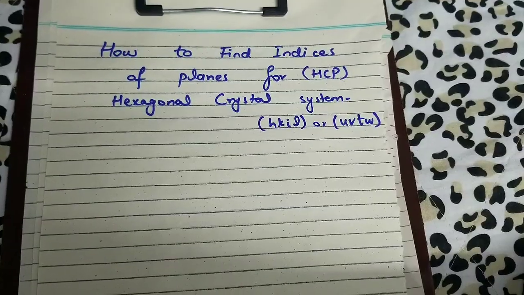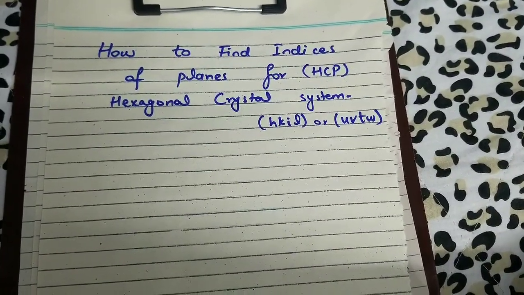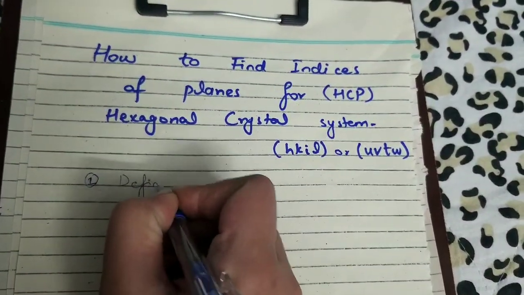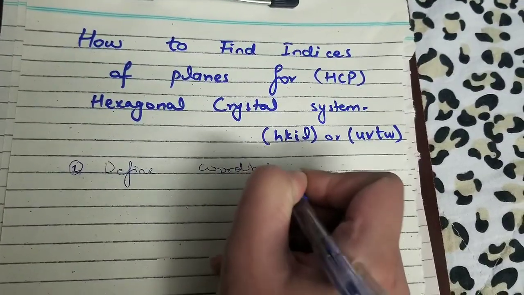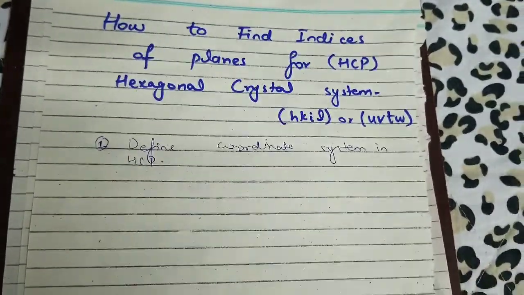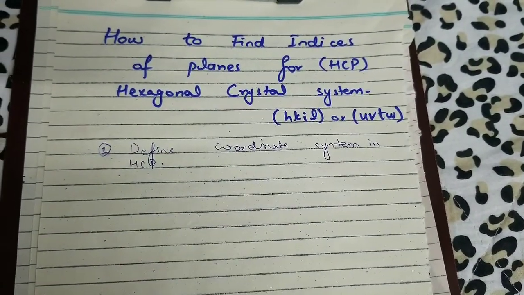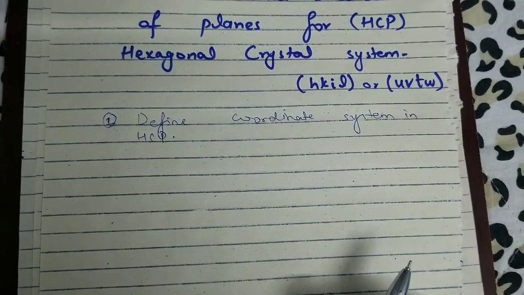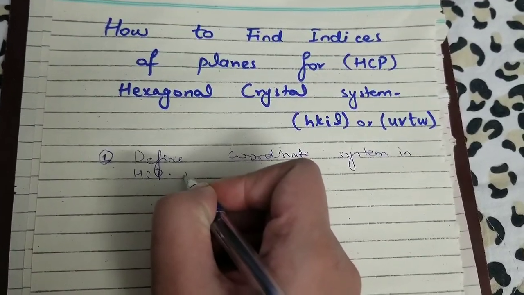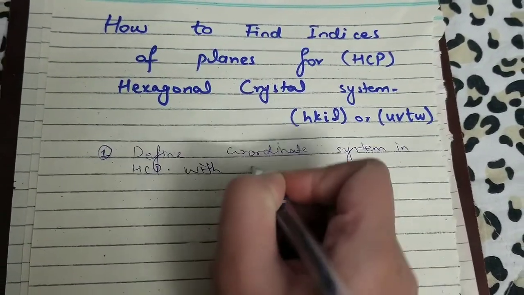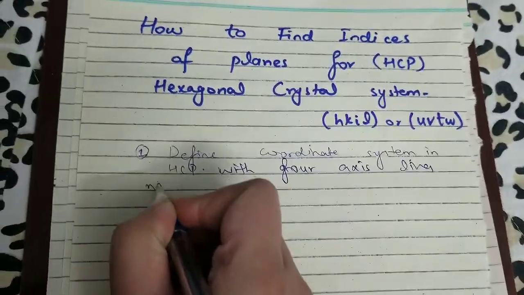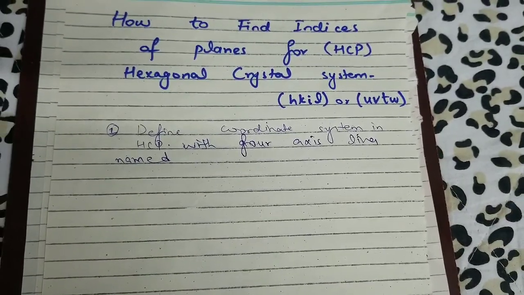It's advisable that you don't miss any of the things. So here the first step is to define the coordinate system in HCP. First of all, you have to figure out what your coordinate system is. You have to define its origin and its 4 axis lines, named as in the Cartesian coordinate system.